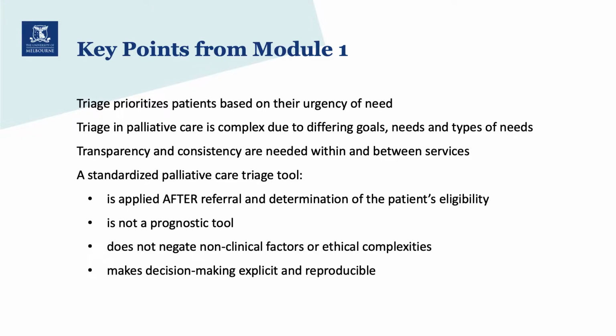Just to refresh key points from Module 1 before we move forward, the things that we covered there were that triage is a process where patients are prioritised based on their urgency of need. In palliative care, triage is complex due to differing goals, needs, and types of needs. Transparency and consistency are needed within and between services. And a standardised palliative care triage tool is applied after referral and determination of the patient's eligibility for specialist palliative care. It's not a prognostic tool. It doesn't negate non-clinical factors or ethical complexities, but makes decision-making explicit and reproducible.